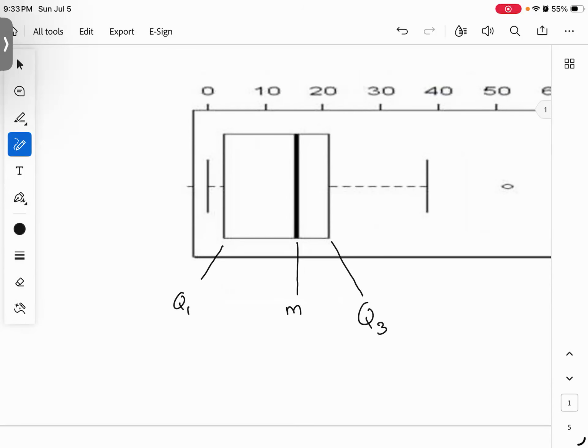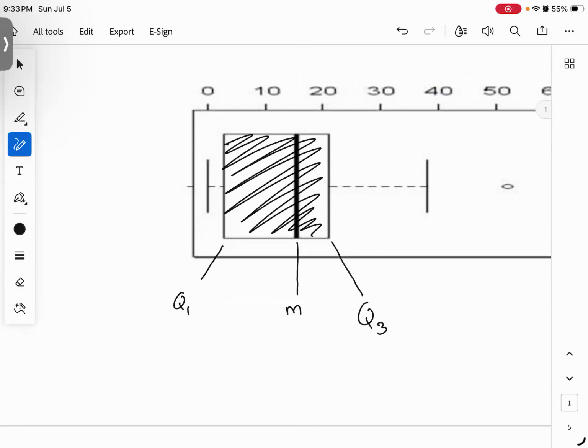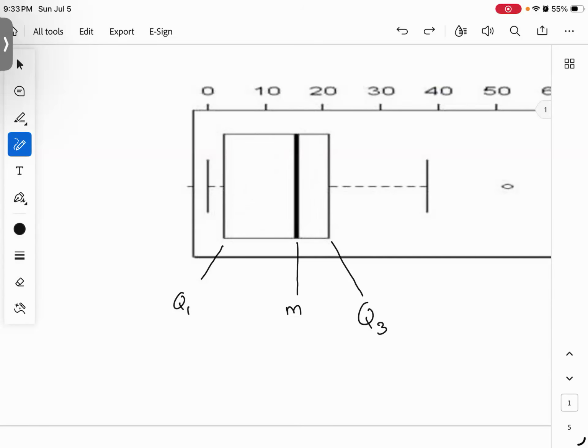And I'm going to shade it real quick. This box itself is 25% and 25%. Again, you don't have to put these in your notes, but this would be 25% here, and this would be 25% of your data on the other side. Again, there may be a slightly different range of values within each of these 25%, which is why one 25% might look larger than another. But right now, the main thing in the diagram is that you've got your median, your Q1, your Q3.